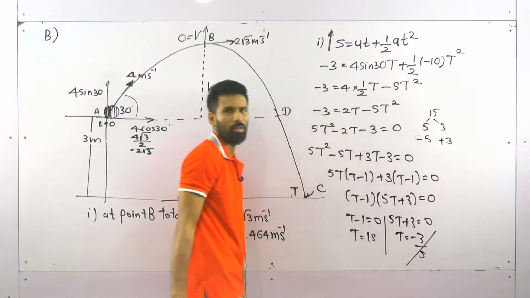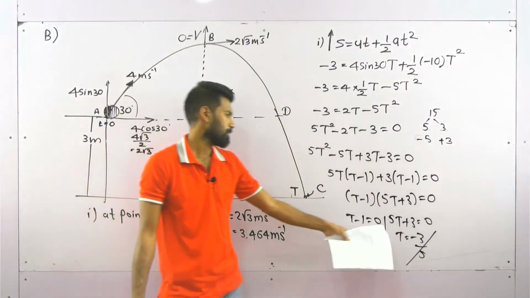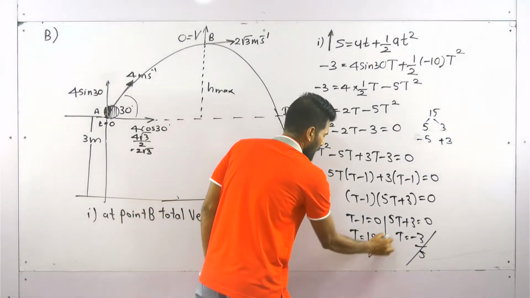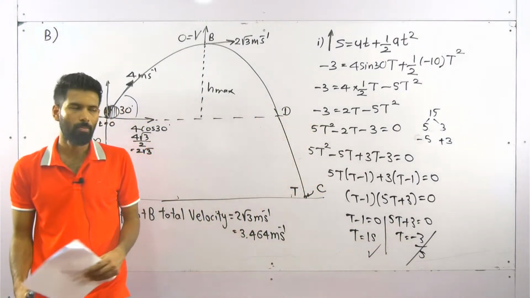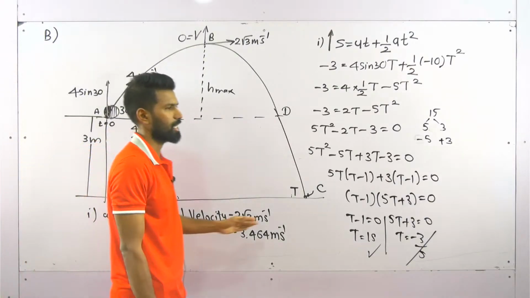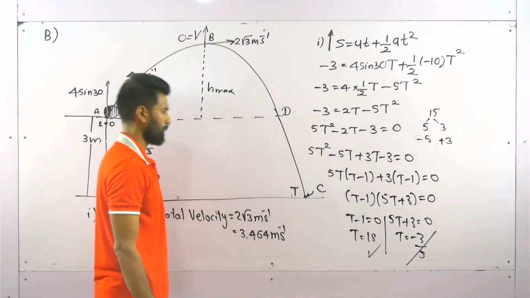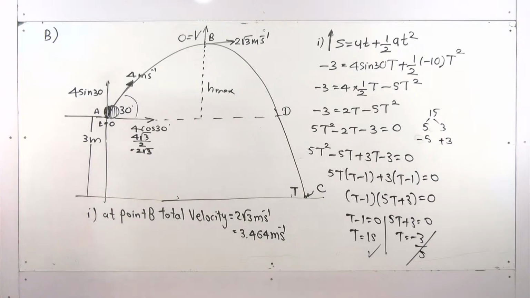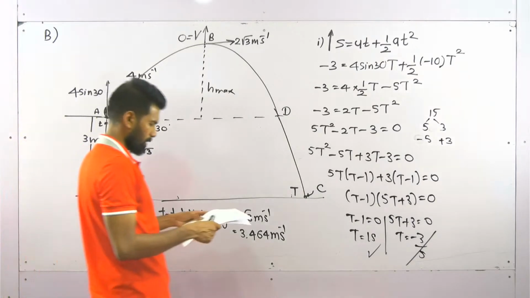t is not a negative value in Newtonian mechanics. So the correct answer is flying time is equal to 1 second. That's the correct answer. Okay. Flying time is equal to 1 second.